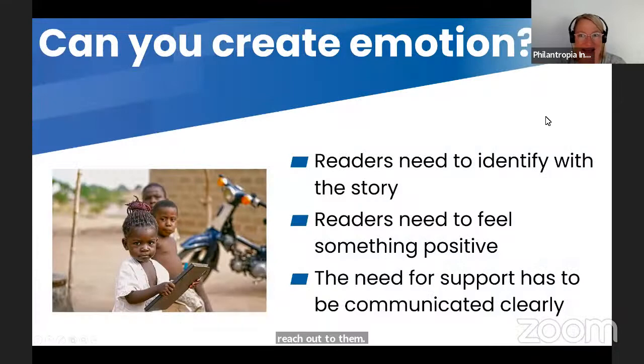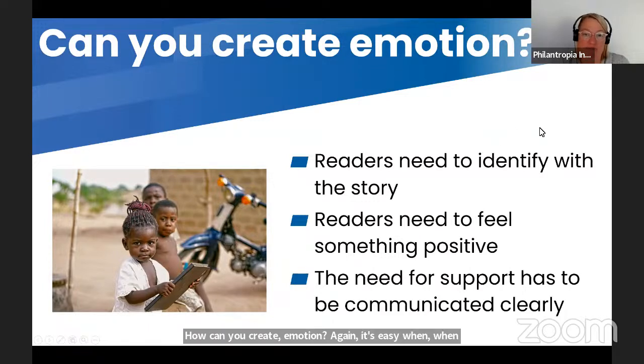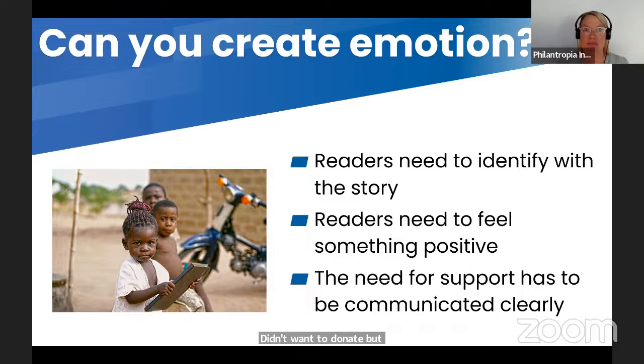How can you create emotion? Again, it's easy when readers or viewers can identify with the story. And that means when we talk about storytelling, usually we have the hero's journey. So we have a hero in the middle who has to overcome some challenges, overcome some obstacles, and then will finally succeed. Usually storytelling is used by telling the stories of project participants, but you can also sometimes put the donor in the middle and say, oh, look, this person didn't want to donate, but got information, met our participants, and now they love the project.